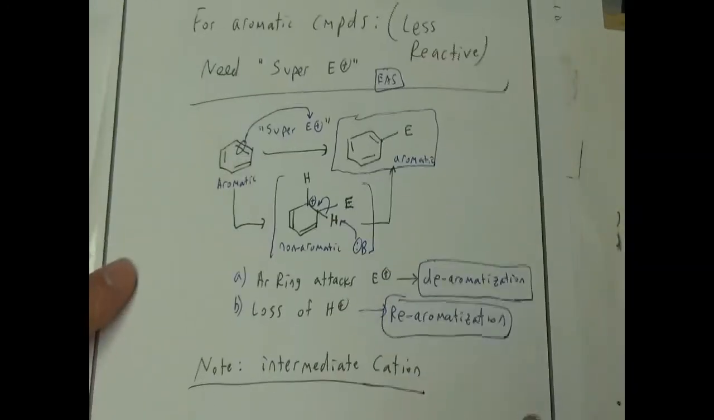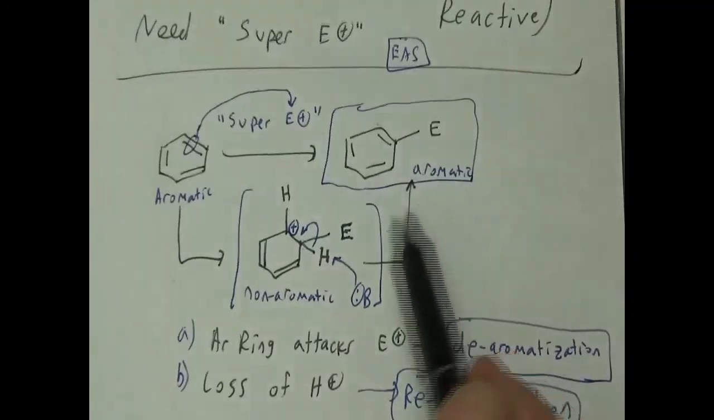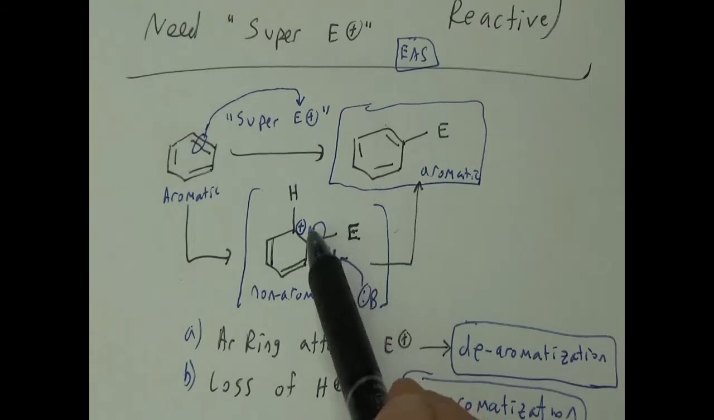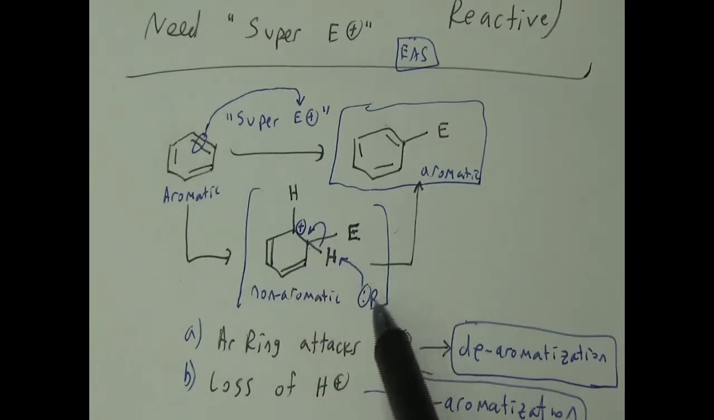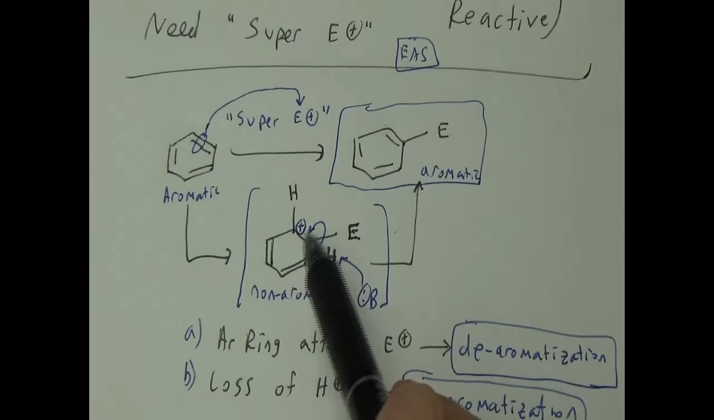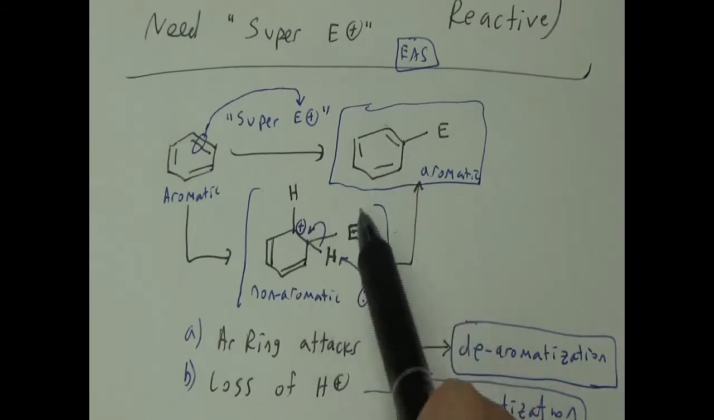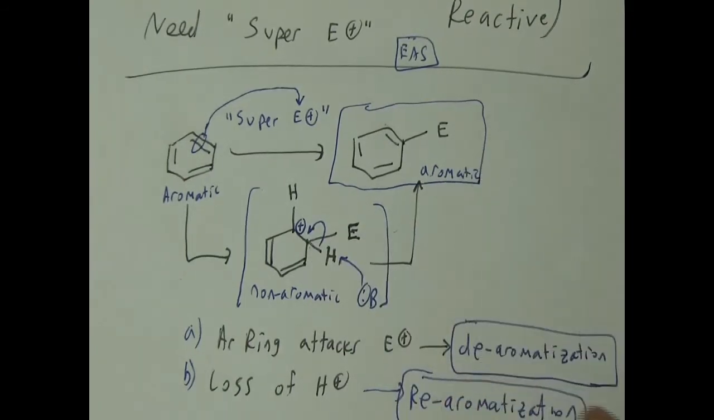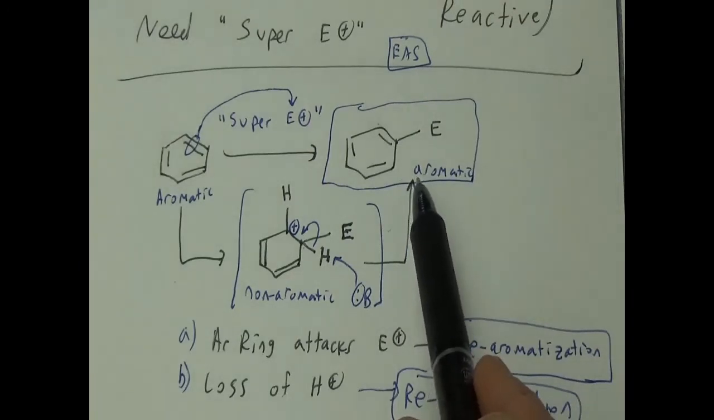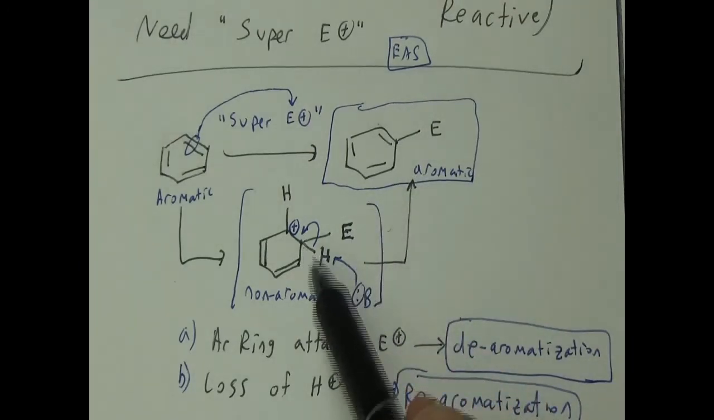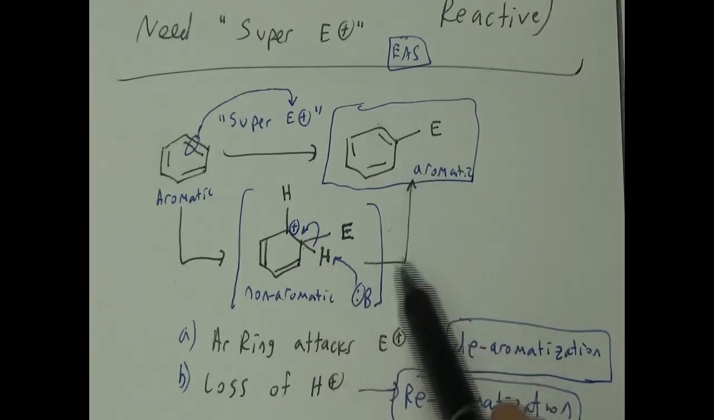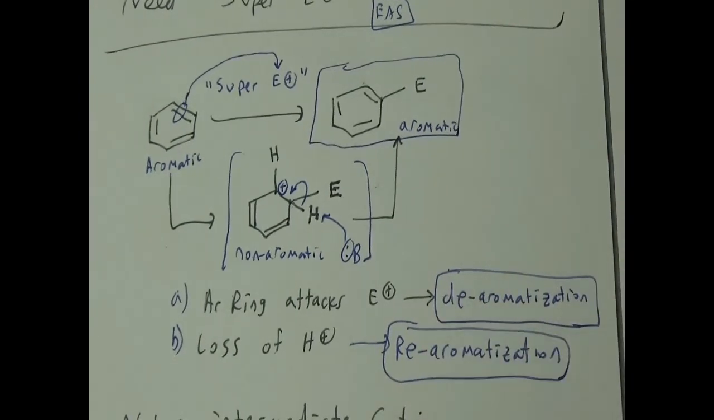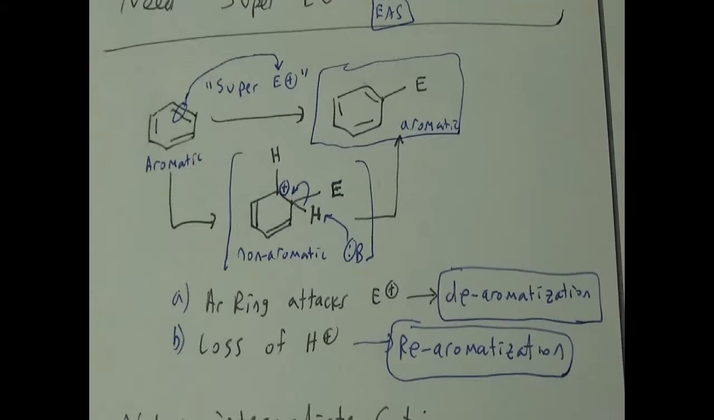Why doesn't it do that here? Why don't we just have a nucleophile attack the plus charge, like Br minus, or whatever? Why does it grab the proton and make a new double bond? Why doesn't X minus, some kind of nucleophile, attack this? Because if it did that, it would stay non-aromatic. By taking the proton off, it's re-aromatizing and returning to happy aromatic world. That's why we do de-aromatization and re-aromatization.